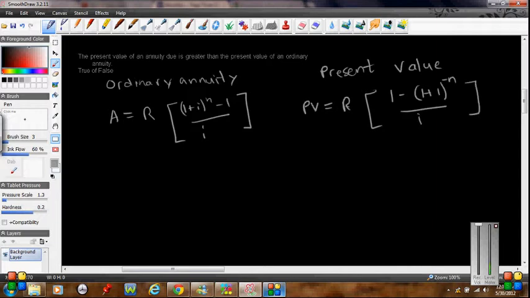And now, what the question is asking us is the present value of an annuity due is greater than the present value of an ordinary annuity. So the present value of an annuity due would be the present value of an ordinary annuity, which we know is this little number right here. So we will isolate for that number, and if we do that, we get A into I.